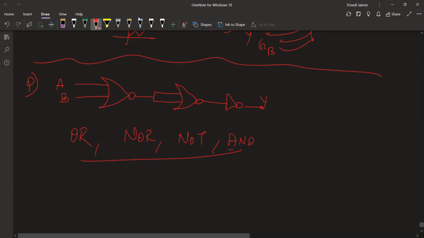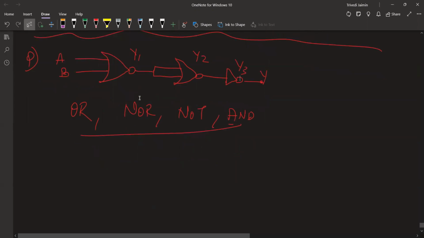NOR? Yes. Because this output, let's take Y1 and let's take Y2, let's take Y3. Y3 is not required, but okay. So Y1 will be the double input for Y2, and Y2 will be input for Y3. That will be your answer. You got NOR? Just a second, let me check. Where is that question? Option B, there is NOR.